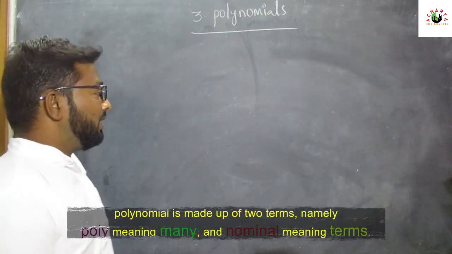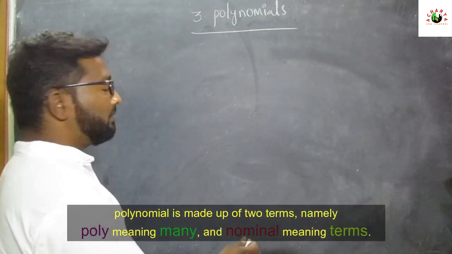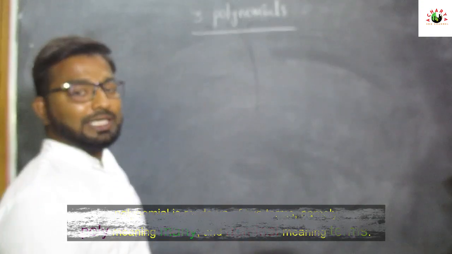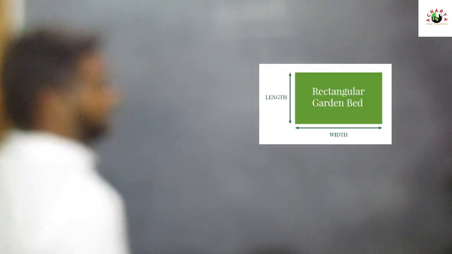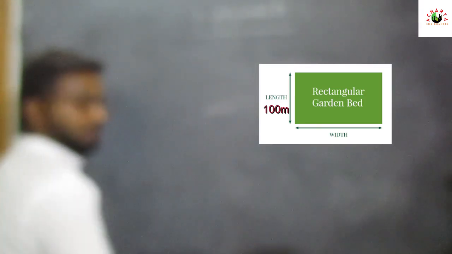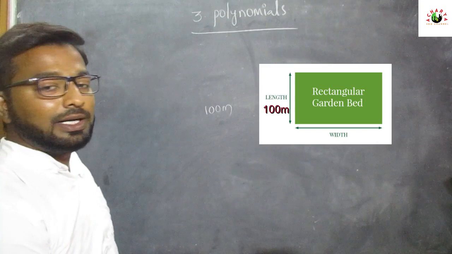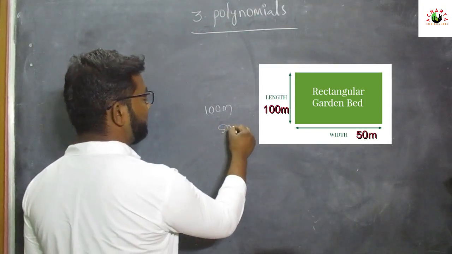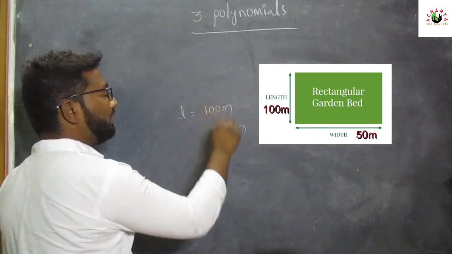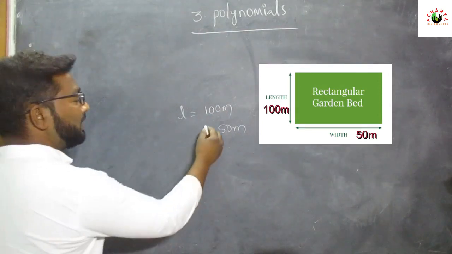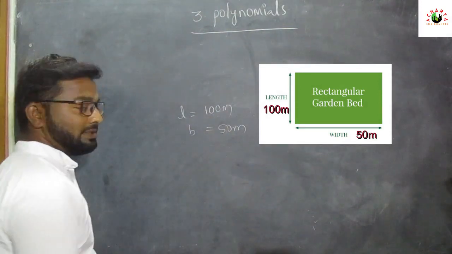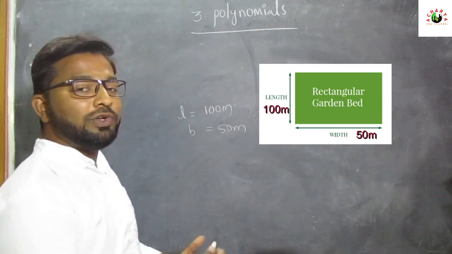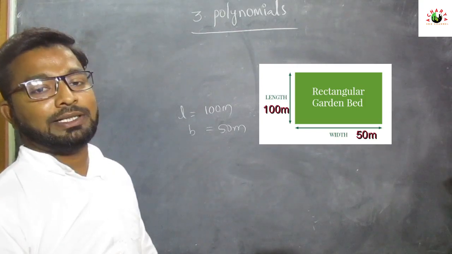For example, in our school garden, which is in rectangular shape, the length of the garden is 100 meters and the breadth of the garden is 50 meters. Now, previously, how should we find the area of the rectangular garden?